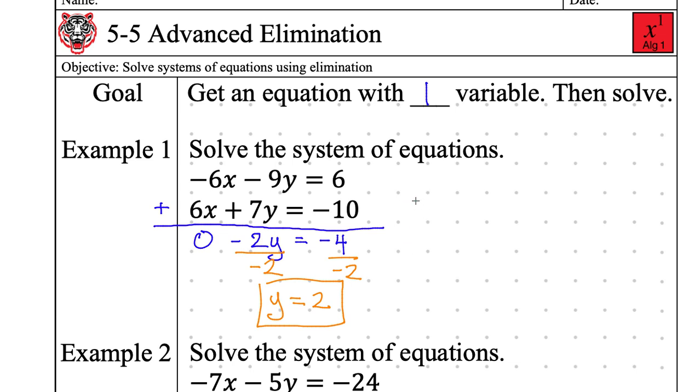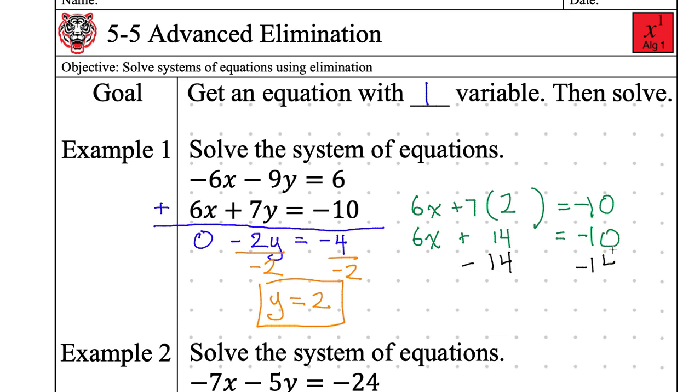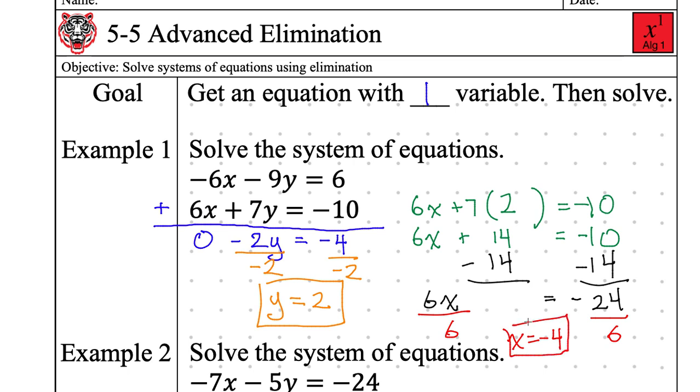Go ahead and read it off for me. 6x plus 7y equals -10. Okay, and then what are we substituting in? So it's 6x plus 7 times 2, yep, equals -10. Continue on. 6x plus 14 equals -10. Minus 14. Then it would be 6x equals -24. Divide by 6, and x is equal to -4. There it is. Thank you, Charles.